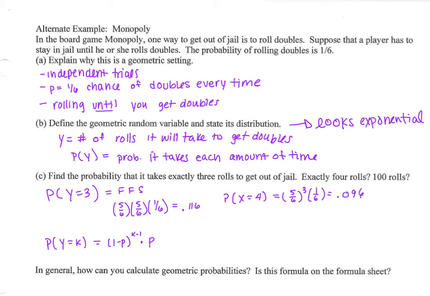What about 100 rolls? What's the probability it'll take 100 rolls to land on doubles, which we know is very unlikely. You're bound to get doubles before then. That means I would fail 99 times and then succeed. And that's going to come out so small, I'm not even going to type it in the calculator.